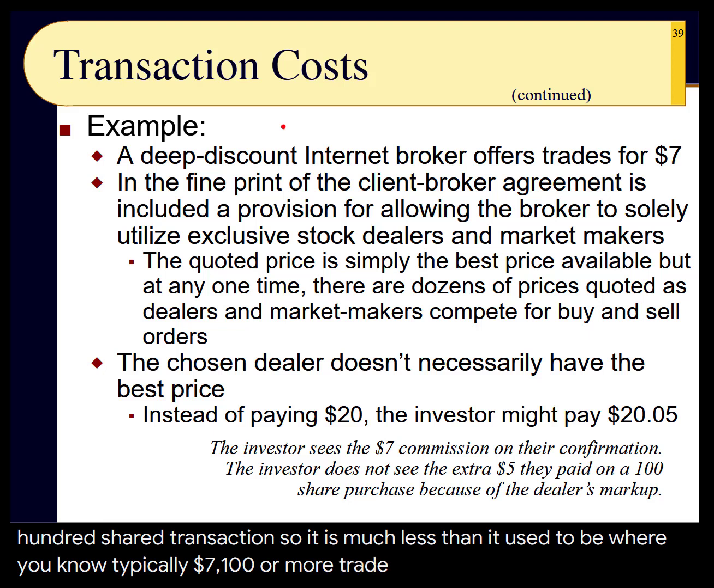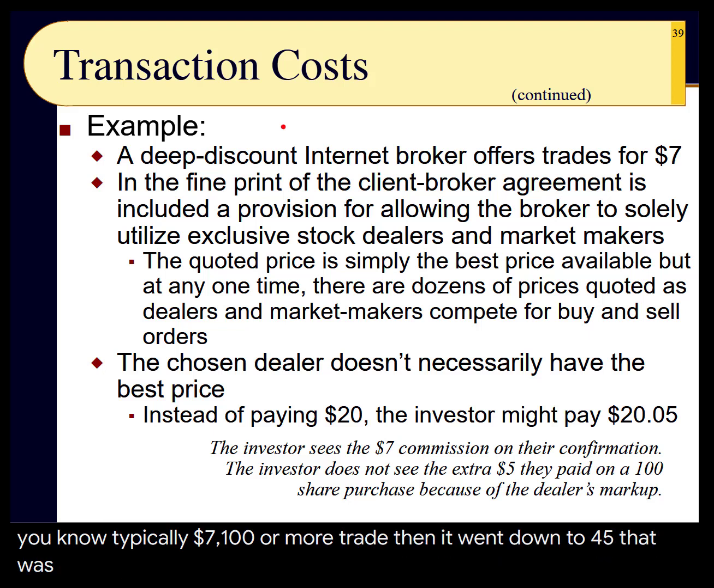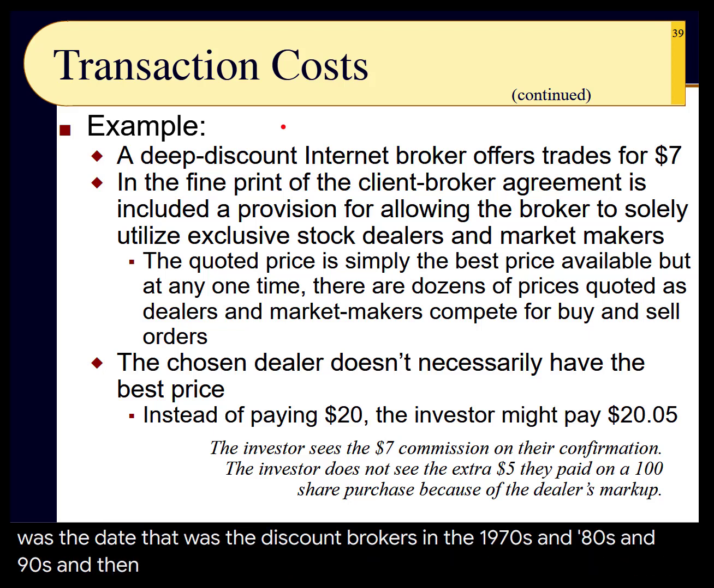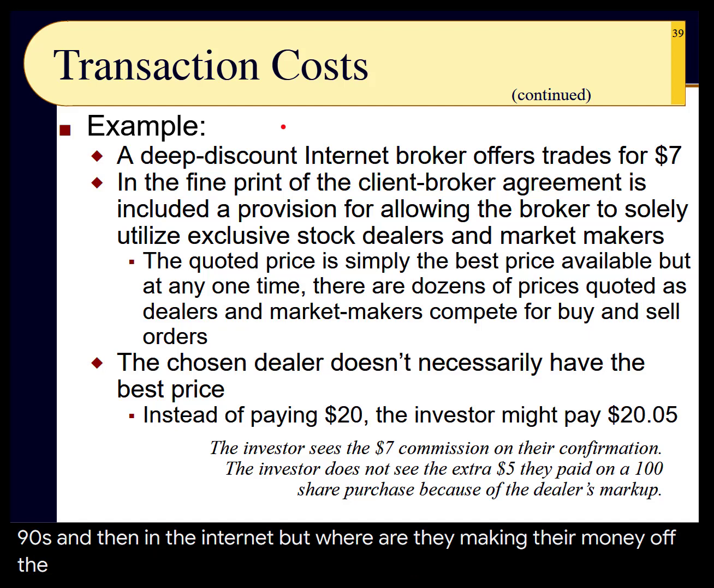So it is much less than it used to be, where typically it was $70, $100 or more a trade. Then it went down to $45. That was the discount brokers in the 1970s, 80s and 90s. And then on the internet, we had $18 a trade, $29 a trade, $7, and now $0 a trade. But where are they making their money? Off the spread, the difference between the bid and the ask prices.